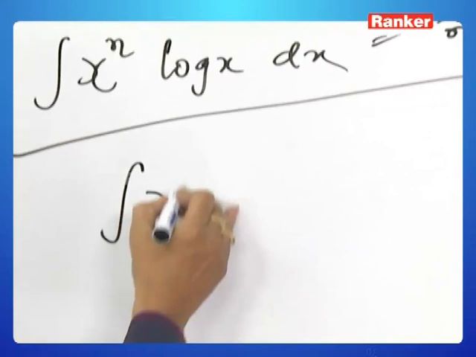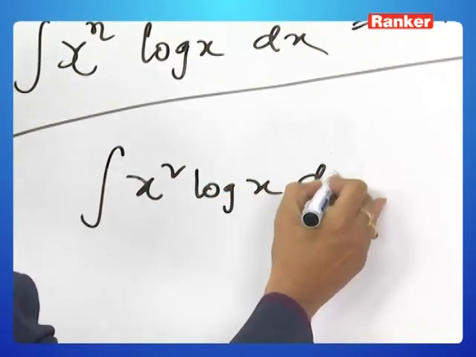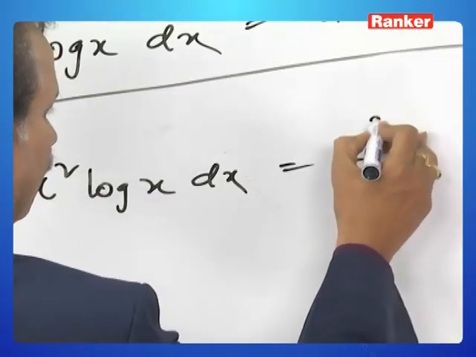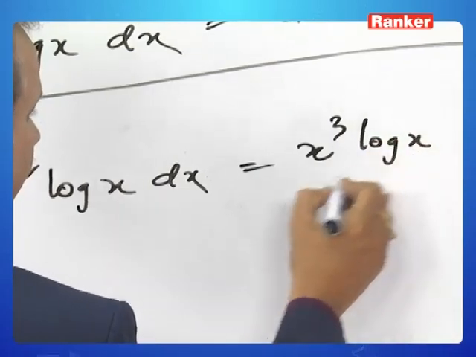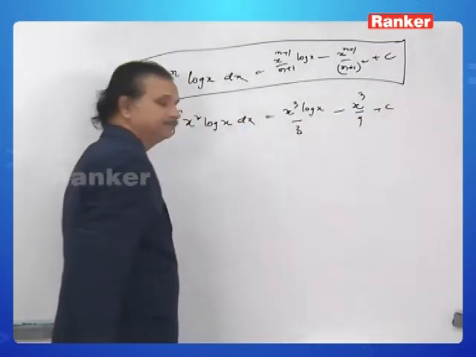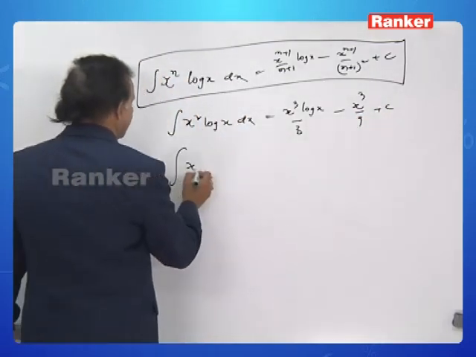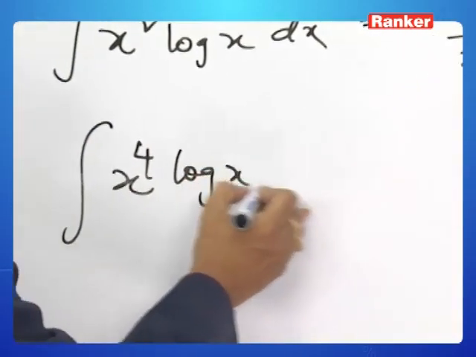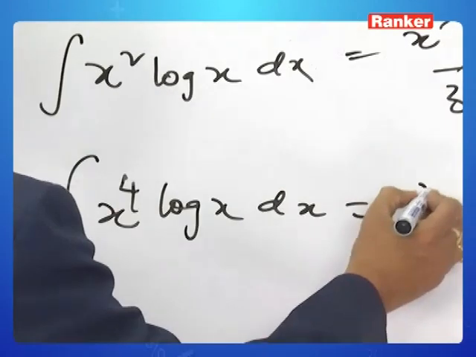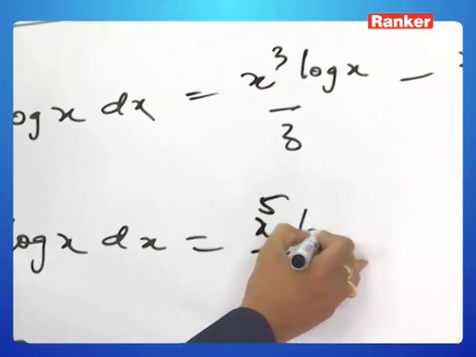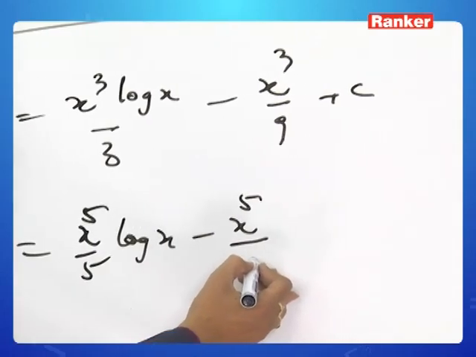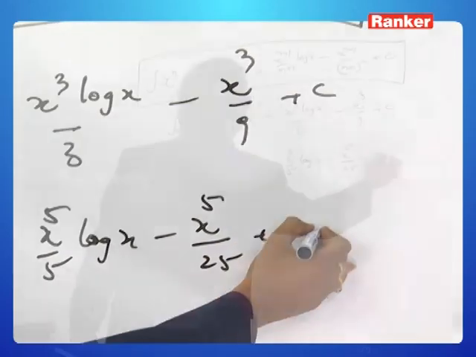If at all x square log x is asked, what is the answer? In the place of n, what do you have? 2. So that the answer is x cube log x by 3 minus x cube by 9 plus c. If it is x to the power of 4 log x, what is the answer? In the place of n, what do you have? 4. So the answer is x power 5 by 5 into log x minus x power 5 by n plus 1 whole square, that is 25 plus c.